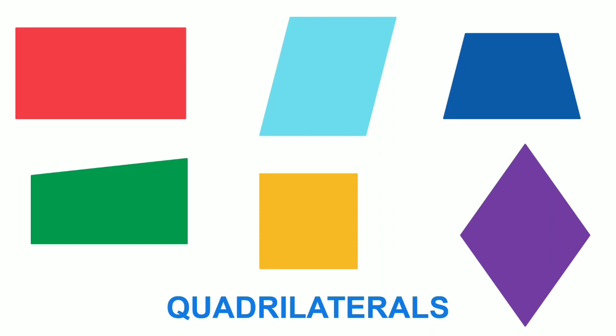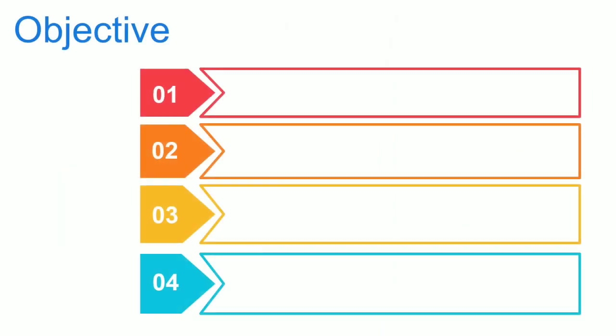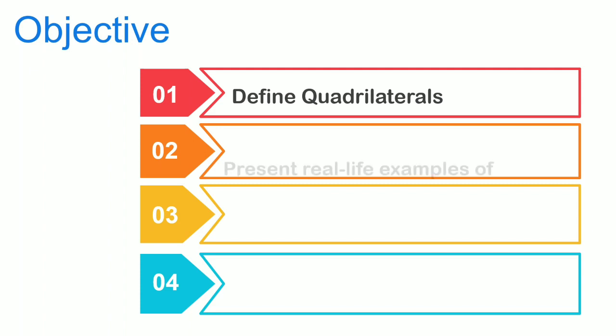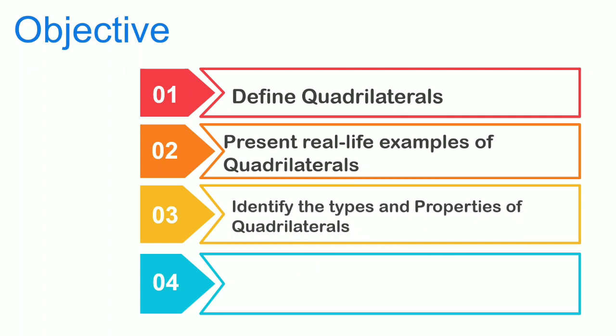So for today's video, we will be talking about quadrilaterals and we will be guided with the following objectives. First is we will be able to define what are quadrilaterals. Second is to present real-life examples of quadrilaterals. Third is to identify the types and properties of quadrilaterals. And lastly is for you to be able to actively participate in all activities that I will be providing later. So let's get this started.